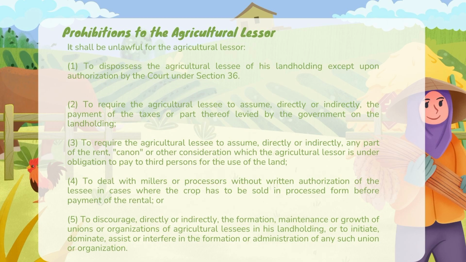And finally, this is a big one. The landowner can't mess with the farmer's right to organize. They can't discourage them from forming or joining a union, and they can't try to control or interfere with any farmers' organizations.